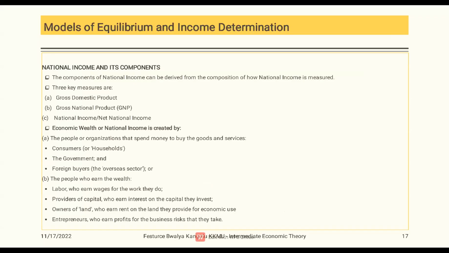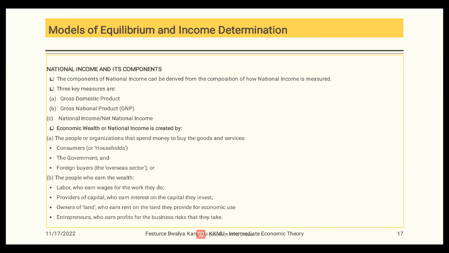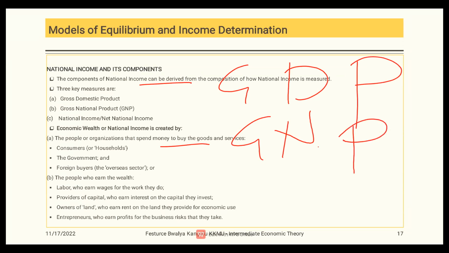Okay, so now we look at the models of equilibrium and income determination. I'm saying that national income and its components is what we need to look at. The components of national income can be derived from the composition of how national income is measured. Yesterday we talked about the key measurements of national income being the gross domestic product (GDP), the gross national product (GNP), and the national income, which is the same as the net national product.